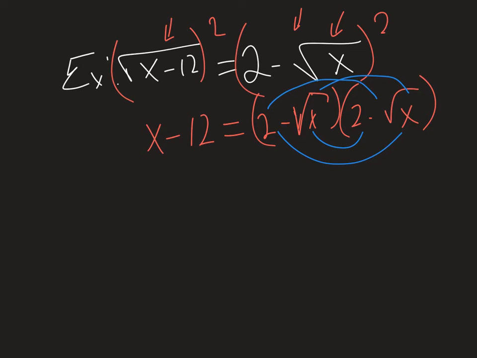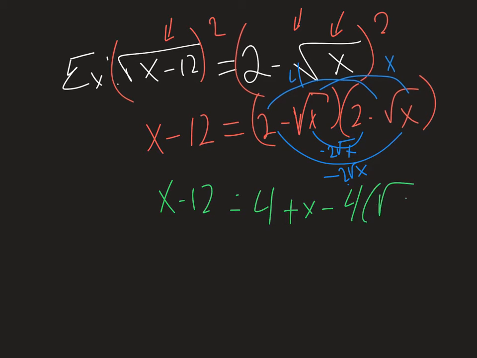So we'll take 2 times 2, which makes 4, square root of negative x times square root of negative, or negative square root of x times negative square root of x, which makes a positive x. Then we have 2 times the square root of x, or negative square root of x, so we'll have negative 2 square root of x, and another negative 2 square root of x. So this is going to turn into x minus 12 is equal to 4 plus x minus 4 times the square root of x. Now we can kind of apply our algebra skills.